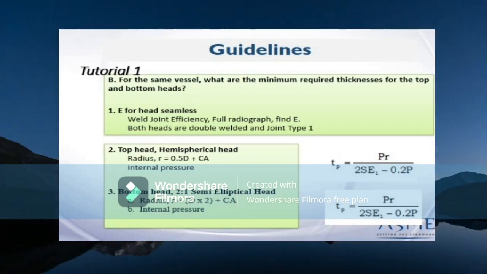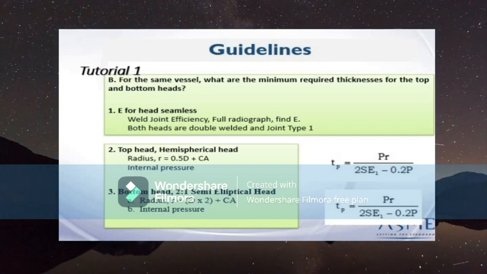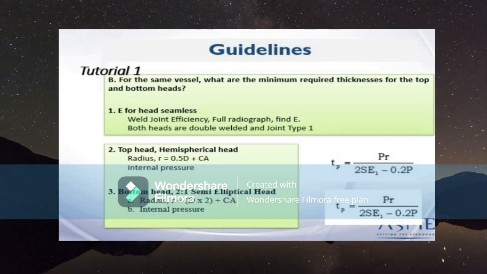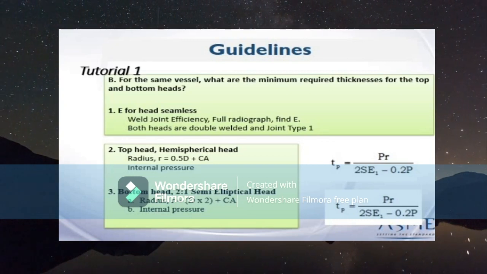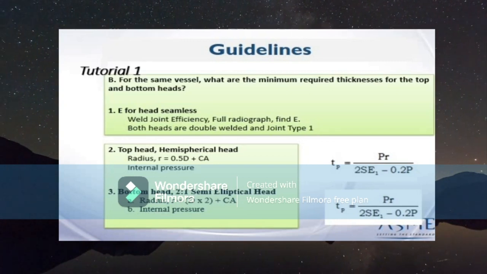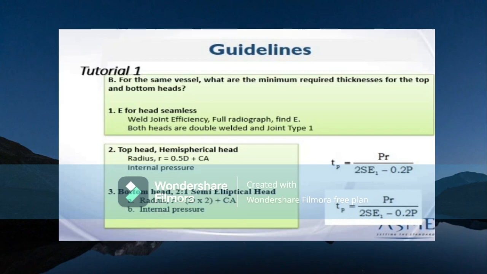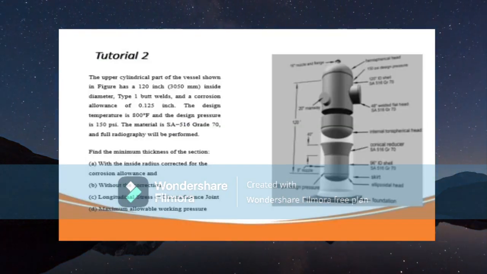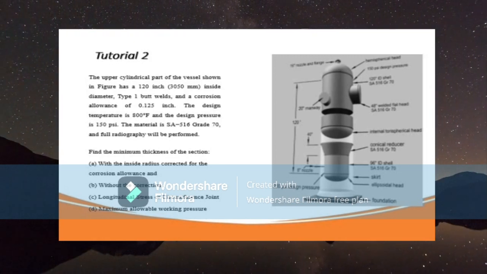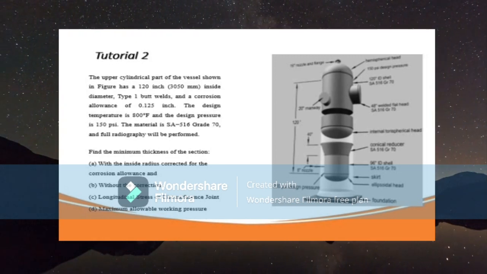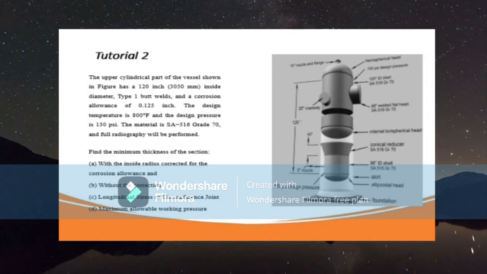3. Bottom head, 2:1 semi-elliptical head, ASME code equations. D equals D plus CA equals 72 plus 0.125 equals 72.125 in. T equals pressure times diameter divided by 2 times stress times efficiency minus 0.2 times pressure.